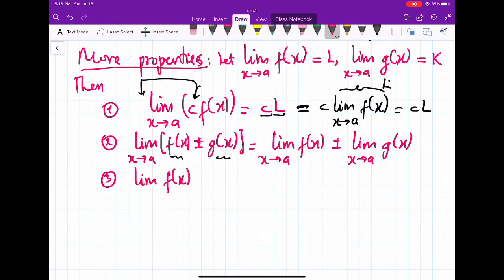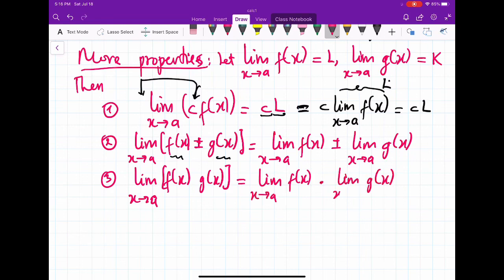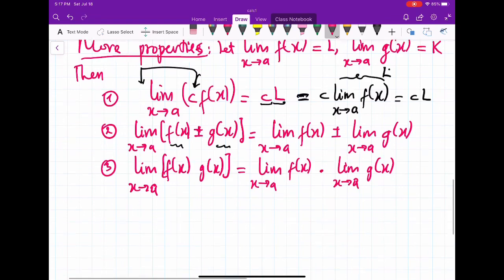Okay, and the next property, we have the product. You need to find the limit of the product of f and g at x equal to a. This is just equal to the product of two limits: the limit of f of x as x approaches a, times the limit of g of x as x approaches a. We do not prove anything in this course, so just accept that. All right.